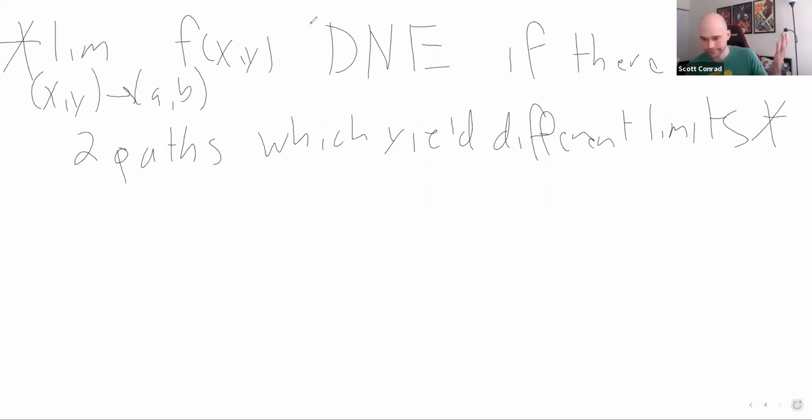So be careful. This is not saying if you check a bunch of different paths and they all give the same limit, that doesn't prove the limit exists, because there could still be some other path out there which gives a different limit, and maybe you just didn't check it. So even if infinitely many paths give the same limit, if there's some other path out there which gives a different limit, then the limit does not exist for that function.